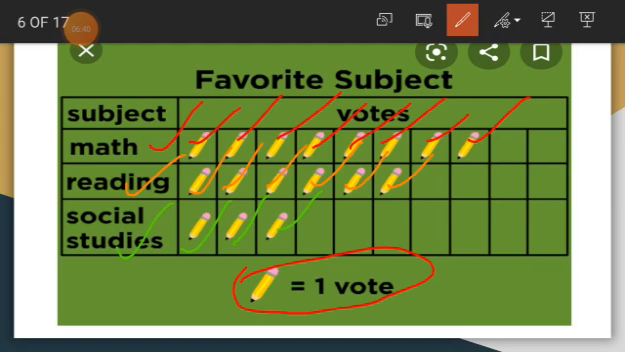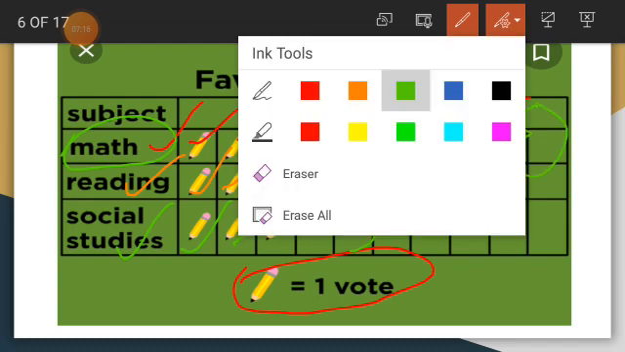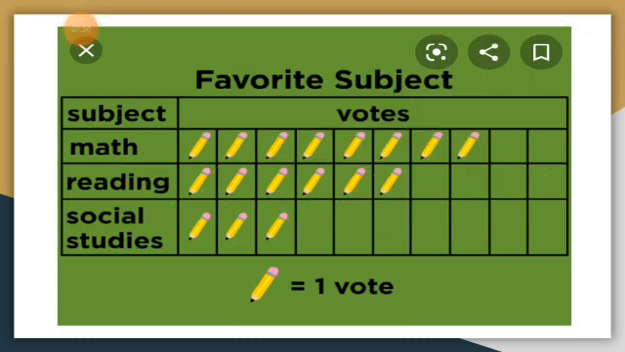3. According to this graph, which subject is the winner? Very good. You are right. Maths is the winner because there are 1, 2, 3, 4, 5, 6, 7, 8 pencils in maths, 6 pencils in reading. 8 pencils mean 8 students like maths, 6 students like reading and 3 students like social studies. So the winner is maths. Very good. This is how we will make the pictogram graph. Now move to the next slide.